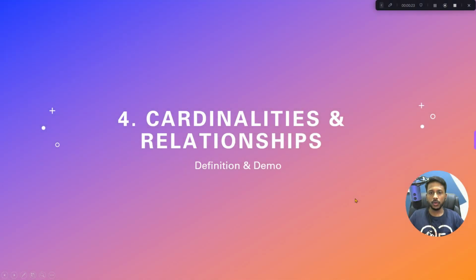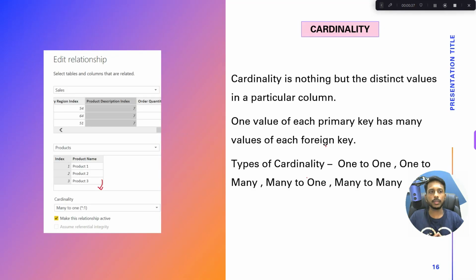Welcome to another video. In this video, we're going to understand what is cardinality and what are relationships. There are different types of relationships like active and inactive. So first we'll understand what is cardinality. Cardinality is nothing but the distinct values in a particular column.